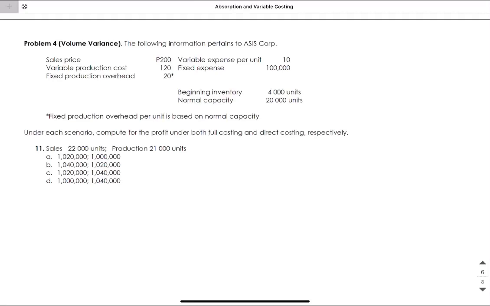Under each scenario, compute for the profit under both full costing and direct costing respectively. Okay, so that's our question. Okay, so here we have sales total 22,000 units, but the production is 21,000 units only. So your production is less than your sales. Okay, so we know that the absorption costing income should be less than your variable costing income.